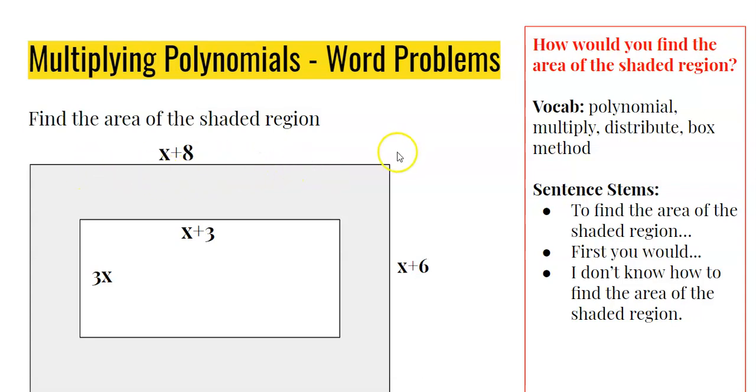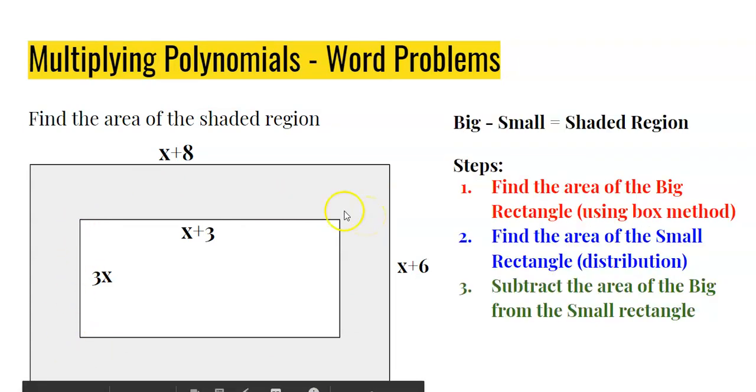If I just find the area of the large rectangle, it's going to encompass everything within here. The shaded region does not include this middle portion, so when I'm trying to figure out the area of the shaded region, I just want everything around this smaller rectangle. So you're going to have to do big minus small. I'm going to subtract the area of the smaller rectangle from the area of the bigger rectangle to be left with the shaded region.